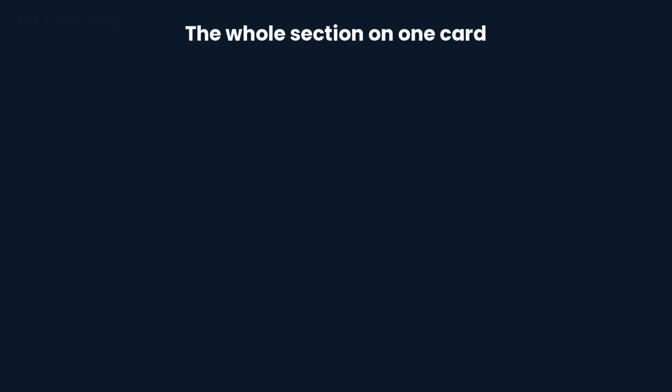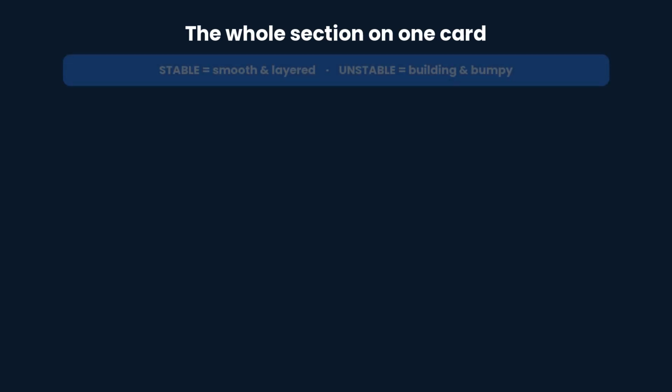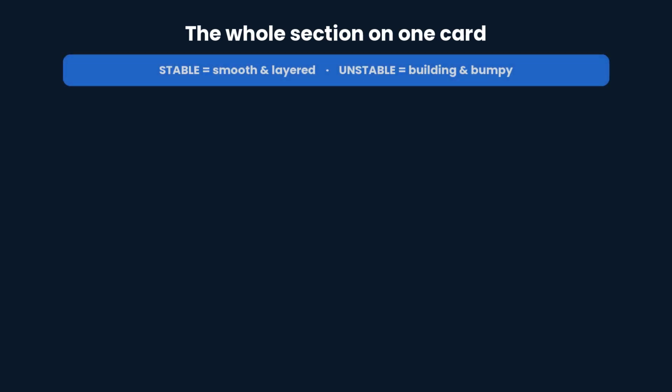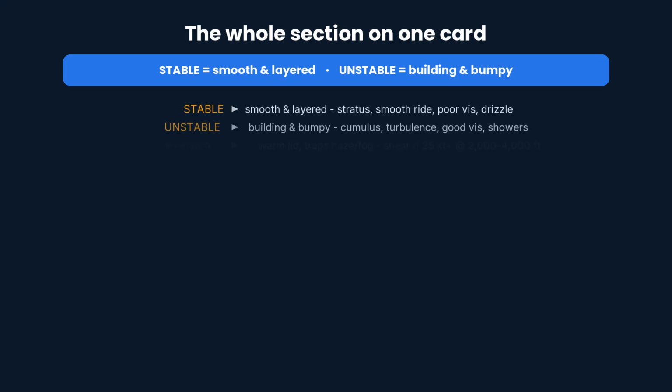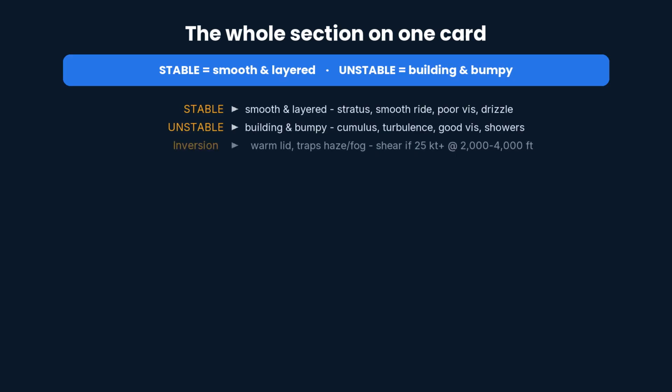Here's the whole section on one card. Stable air is smooth and layered. Stratus clouds, a steady ride. Poor visibility, steady drizzle. Unstable air is building and bumpy. Cumulus clouds, turbulence, good visibility, showers.